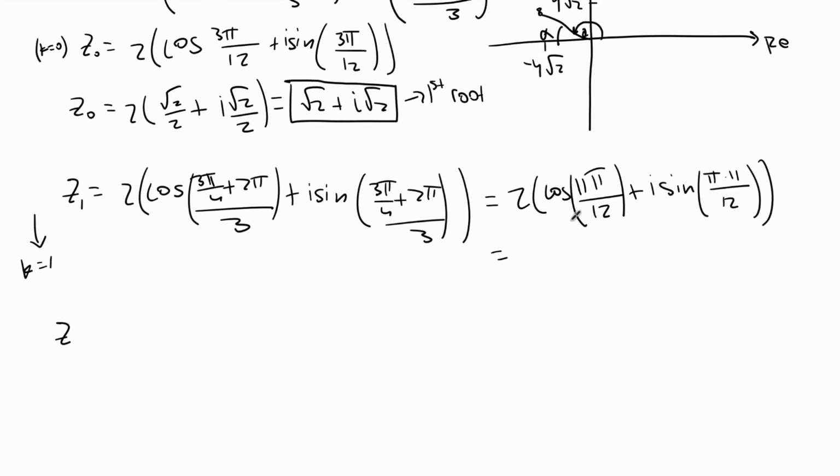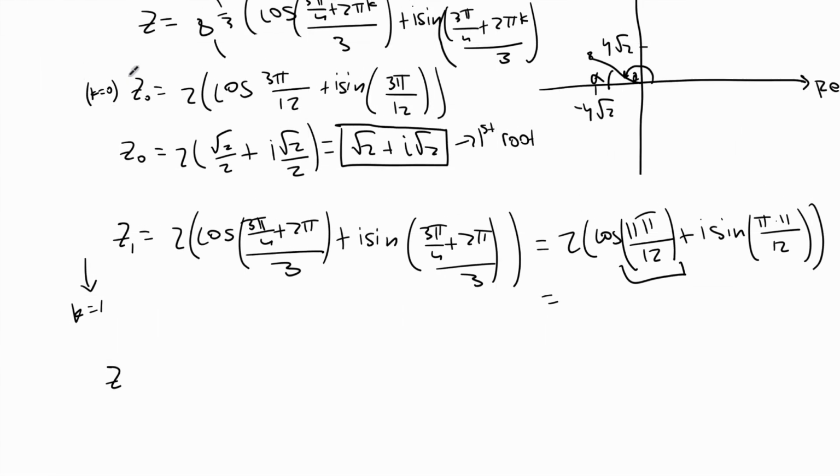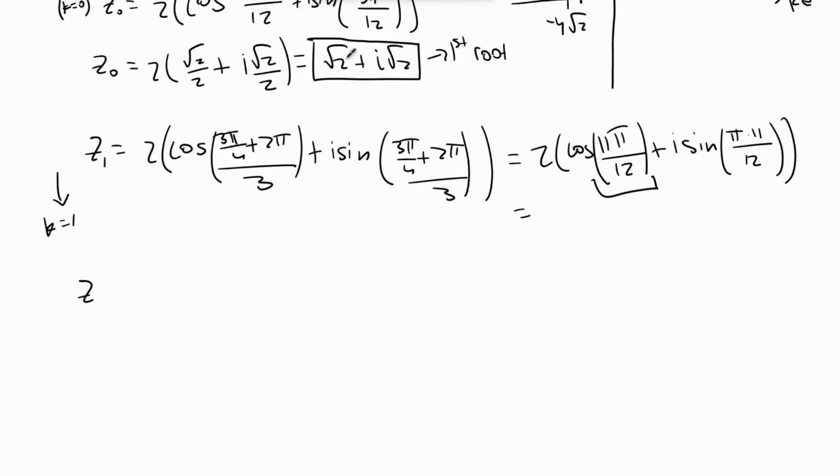I'm not going to evaluate this because it does not lead to a simplified version. Without a calculator, we can't really evaluate cosine 11 pi over 12 and sine 11 pi over 12. So I'm going to leave this in polar form, which is completely fine. Our expression in polar form is also the first root. It doesn't matter; I just simplified it to the regular form. But anyways, we can leave it in this form as well.